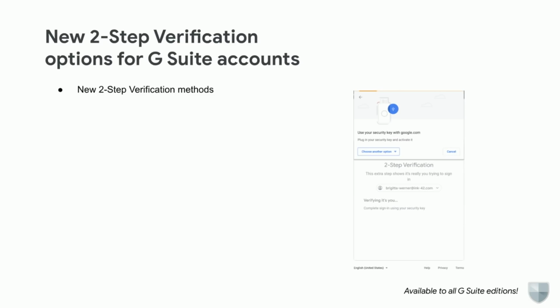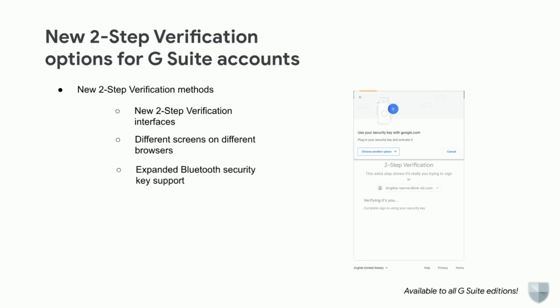We're updating how 2-step verification works for G Suite that we hope will make it easier to use. There are 3 key impacts: a new 2-step verification interface flow when using a Bluetooth or USB security key, different dialog screens on browsers like Chrome, Safari, and Firefox, and lastly, Bluetooth security key support that can be enabled through a flag on each device. Use our Help Center to learn how to set up 2-step verification for your organization.